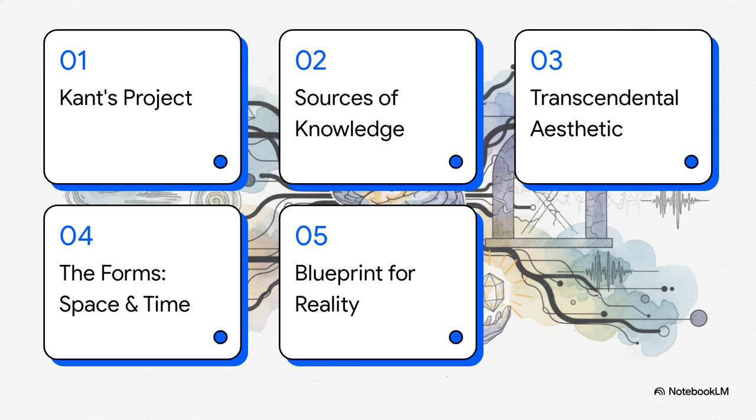We'll start with the big picture, the overall project. Then we'll look at the two essential building materials he identifies. After that, we'll inspect the foundation plan, which he calls the Transcendental Aesthetic. From there, we'll see the framing, space and time, and finally, we'll stand back and see what kind of reality this blueprint actually builds for us.